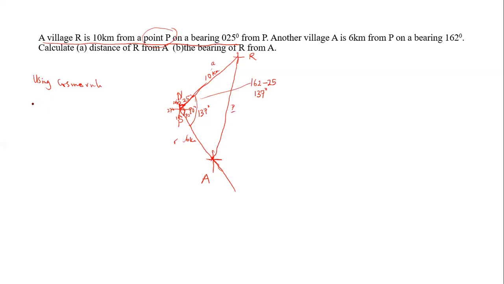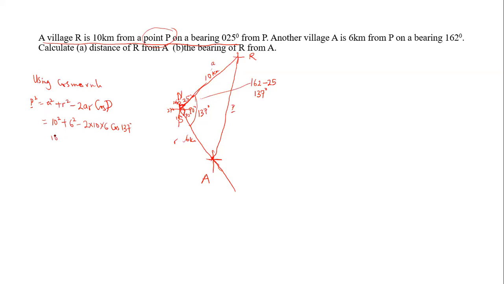So the formula is what? We are looking for p. So p squared equals the sum of the squares of the two, that's a squared plus r squared, minus 2 times a times r, cos of big P. The formula is very simple to remember. So in that case, what is our small a? Our small a is 10 kilometers. So 10 squared plus 6 squared minus 2 times 10 times 6, cos 137.